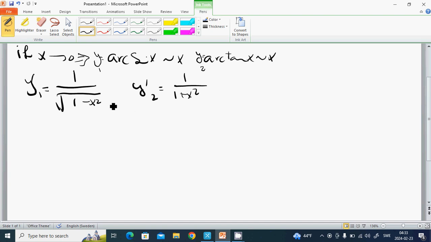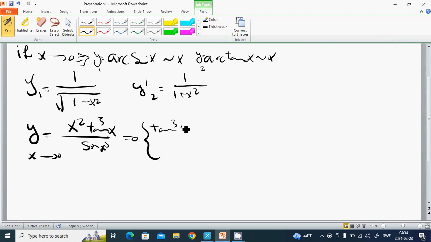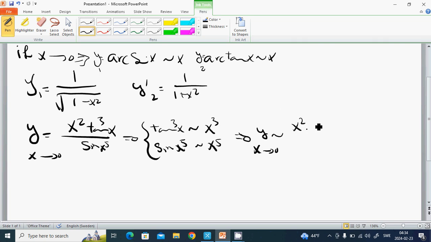Okay, and we are going to use for an example y equals x^2 tan 3x divided by sin x^5, when x goes to 0. Then tan 3x is corresponding with 3x and sin x^5 is corresponded by x^5. Then y, when x goes to 0, is corresponding with x^2 multiplied by 3x divided by x^5.